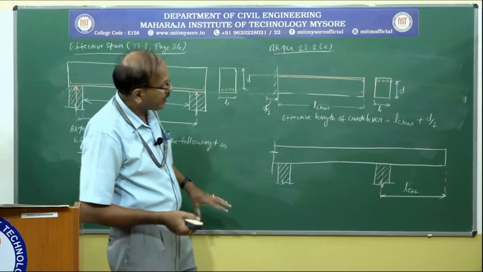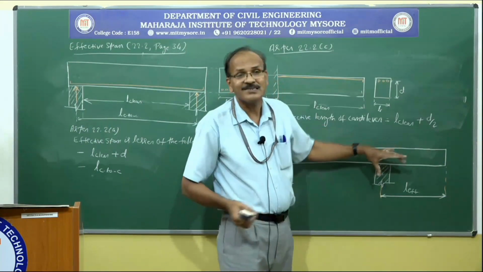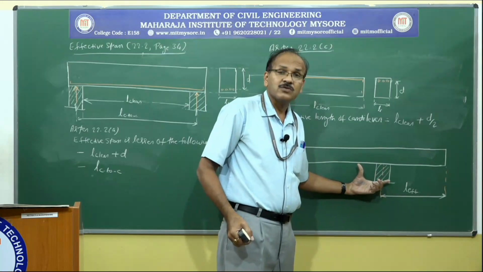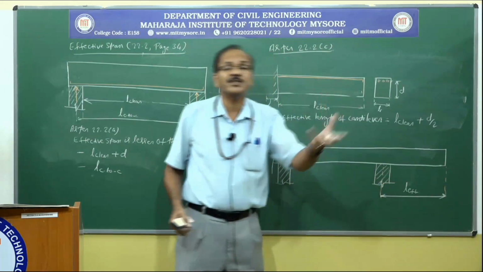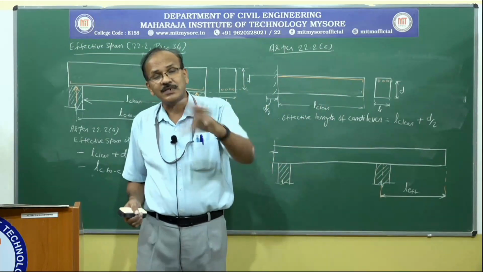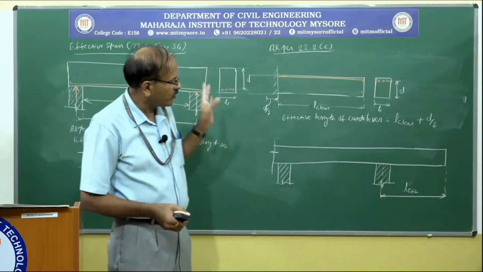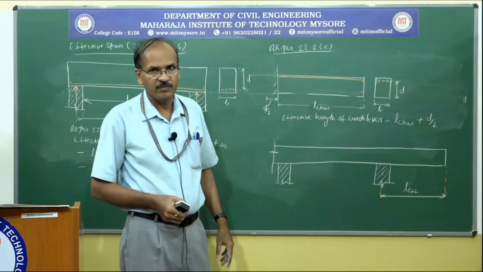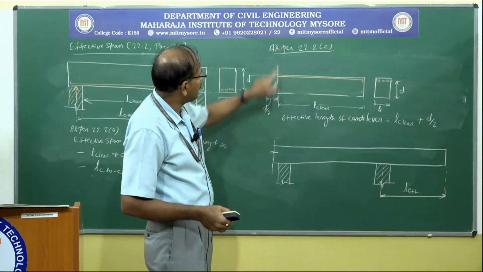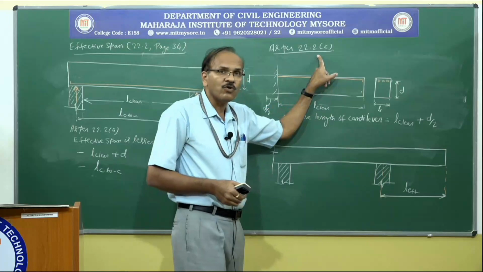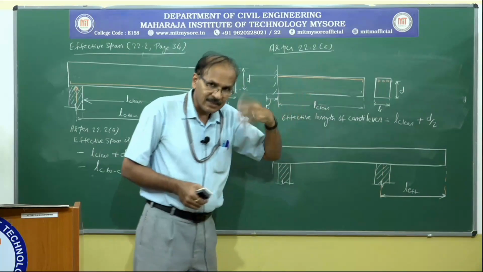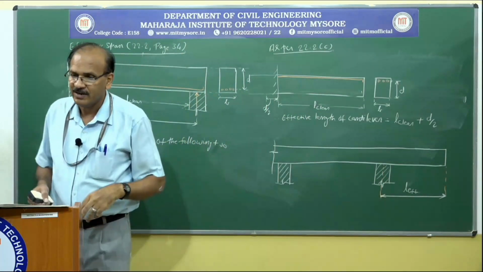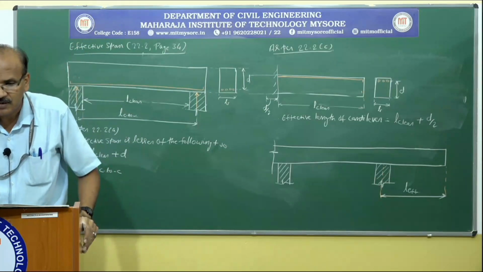And of course, there is one more condition that depends on the width of the support. If the width of the support is beyond a certain value, then we have to consider something different. As of now, you don't worry about that part, simply concentrate on these two. That should be good enough for you. So with this explanation, I am going to read out what is given in the code book for 22.2c, so that you can understand what is given there.